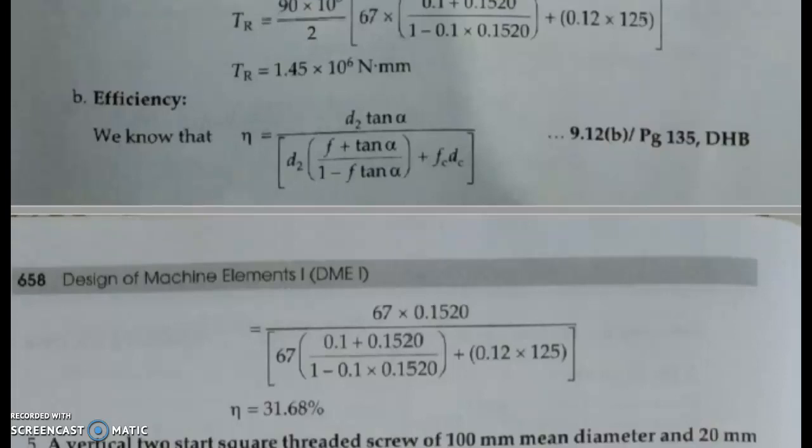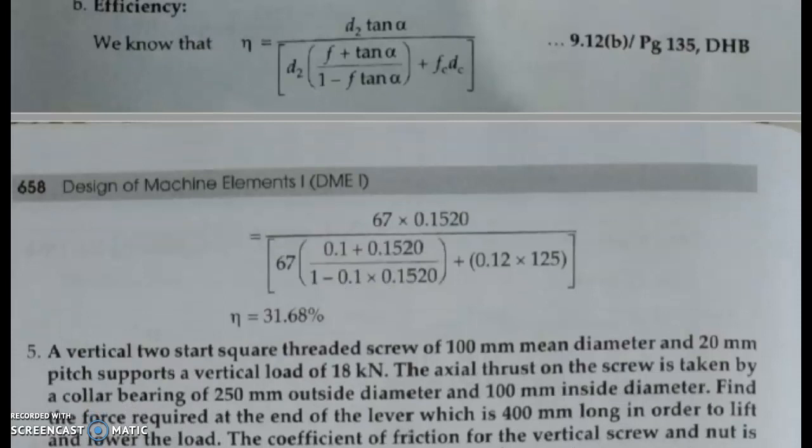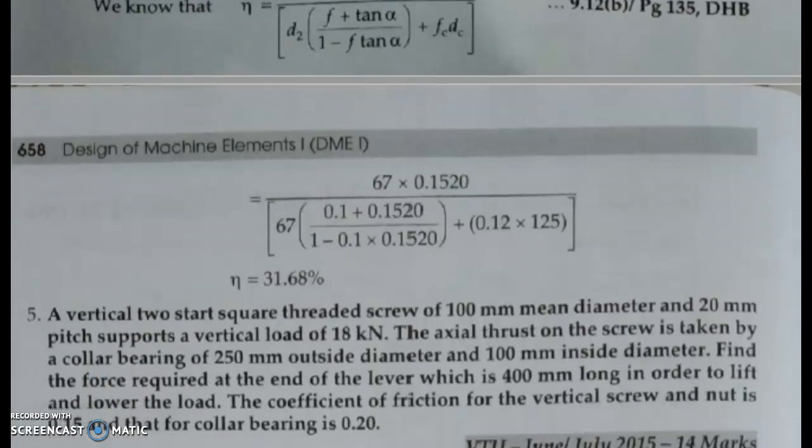This question is also similar to our previous conditions. Now one more question, that is the fifth question. A vertical 2-start square threaded screw of 100 mm mean diameter and 20 mm pitch supports a vertical load of 18 kilonewton. The axial thrust on the screw is taken by a collar bearing of 250 mm outside diameter and 100 mm inside diameter. Find the force required at the end of the lever, which is 400 mm long, in order to lift and lower the load.